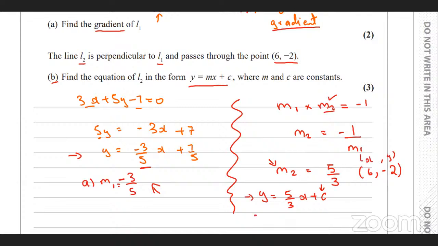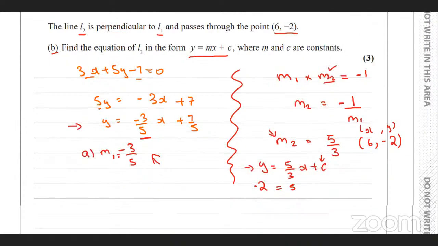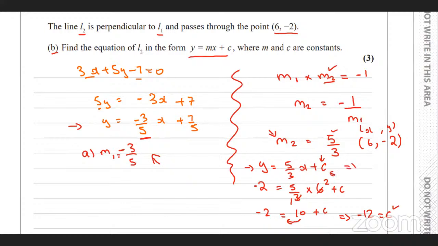So y is -2 equals 5/3 multiplied by 6 plus c. This is 1, this is 2. And I'm getting -2 equals 10 plus c. So this means that I'll take 10 to the other side and I will get -12 equals c. Okay. So c is -12, m is 5/3. I just have to plug in the value of c. So this means I will get y equals 5/3x minus 12 as the answer.